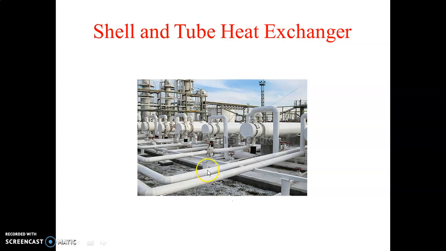So here we have completed the different parts of the shell and tube heat exchanger, and we will discuss the different types of shell and tube heat exchanger in the next lecture.